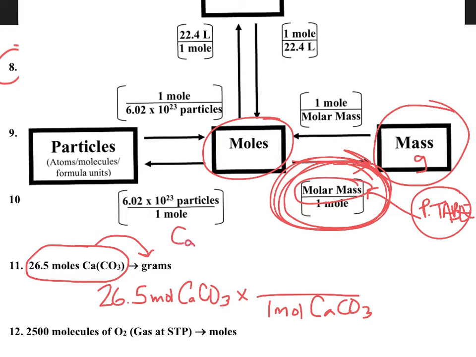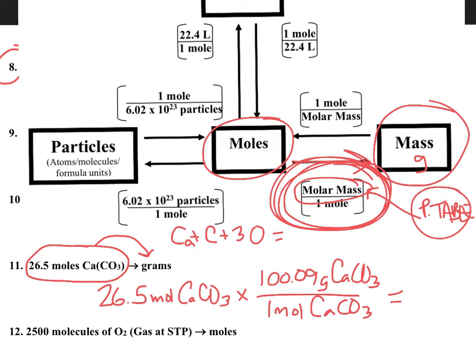So I've got to add up calcium, 1 carbon, and 3 oxygen. So if you go on the periodic table and add all of those up, what you should get is about 100.09 grams of calcium carbonate for every 1 mole of it. Remember, when you have 1 mole of a substance, it turns the periodic table's AMU's mass into grams.